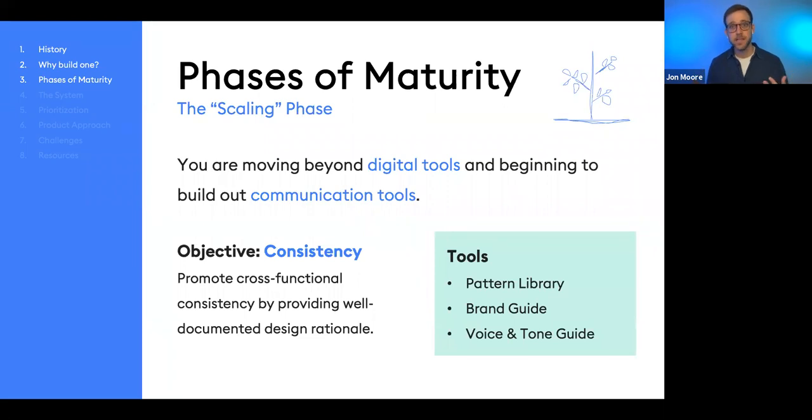Some of the tools at this phase that you'll be creating and considering are pattern libraries. Pattern libraries can include everything from page patterns themselves to individual interaction workflows like a wizard. A brand guide is even part of this as well, and of course, a voice and tone guide. I wanted to show these because it's not just about pieces of building out a product. That's not just what a design system serves. It can serve, like I said, all those different parts of an organization, from the product team to the marketing team to sales and beyond.